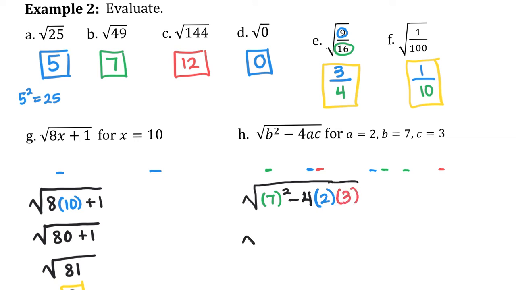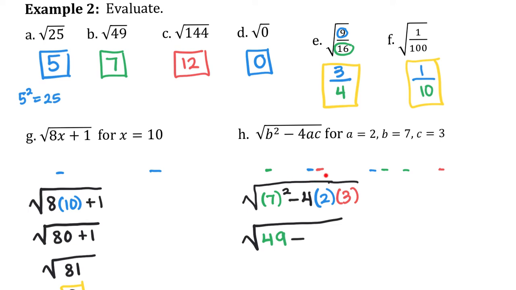Now that I plugged it in, I need to evaluate the inside of the square root, and then at the very end, I will square root it. Okay, so 7 to the second power is 7 times 7, which is 49, minus, now they want me to do 4 times 2 times 3. I'm going to multiply all 3 together in any order, as long as I hit each one once.